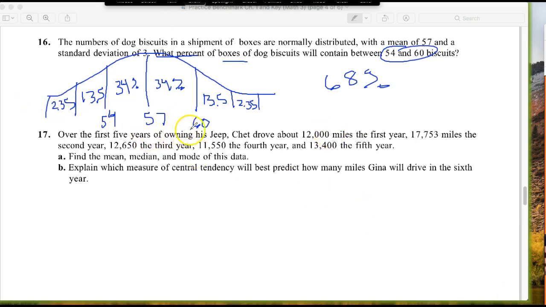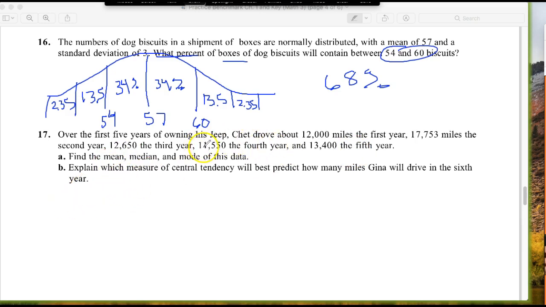Over the first 5 years of owning his Jeep, Chet drove about 12,000 miles the first year, 17,753 miles the second year, 12 the third year, this many the fourth year, and this many the fifth year. Find the mean, median, and mode of this data. Explain which measure of central tendency will best predict how many miles Gina will drive in the sixth year. So let's find the mean, median, and mode. Looking at our values, let's write them in order from least to greatest.